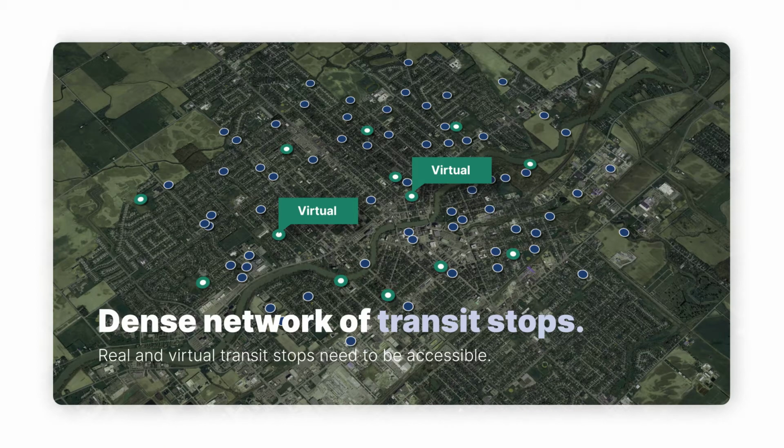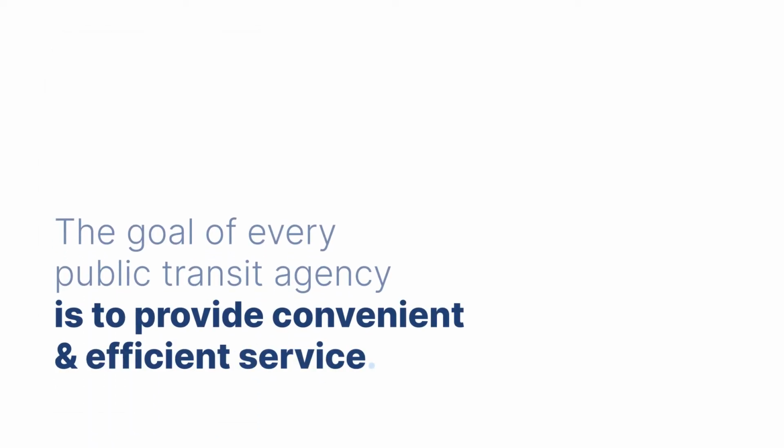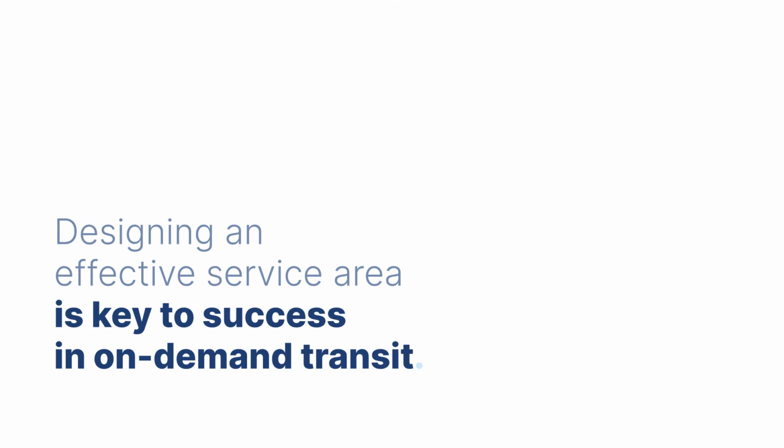Furthermore, unlike a conventional fixed route, vehicles are never obligated to visit newly added stops. They will only be routed to a stop if a rider requests it. So, adding stops to the service area is a low-risk way to give riders more convenience and flexibility. The goal of every public transit agency is to provide a service that is both operationally efficient and convenient for riders. By designing a service area with a few key considerations in mind, we can make sure that this goal is realized for every style of ODT service.